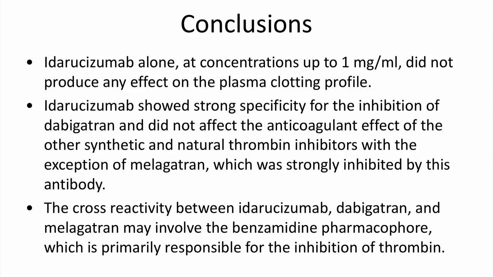So, the initial conclusion from the studies reported here indicates that Praxbind alone at concentrations of up to 1 milligram per ml did not produce any effect on the plasma clotting profile. Praxbind showed strongest specificity for the inhibition of dabigatran and did not affect the anticoagulant effects of other synthetic and natural anticoagulants such as rivaroxaban, apixaban, edoxaban, and so forth. The cross-reactivity between idarucizumab, dabigatran, and melagatran may involve the benzamidine pharmacophore, which is primarily responsible for the inhibition of thrombin.